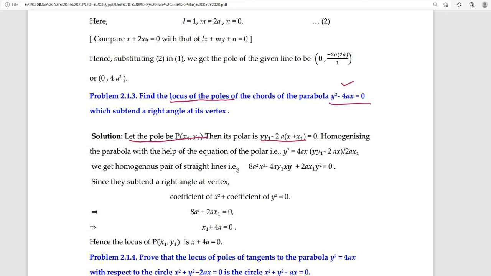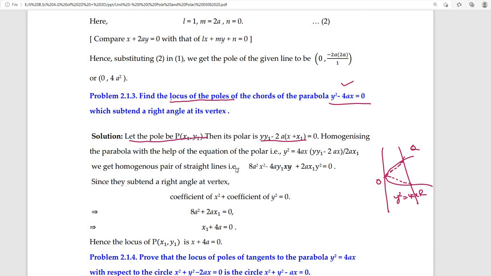Whenever you consider a parabola and you have a chord, and you want to find the combined equation of these two lines, say you take this as Q, this as R, and this as O, the origin, then when this chord subtends a right angle at the origin, you will have to homogenize this curve with the help of the equation of this chord QR.